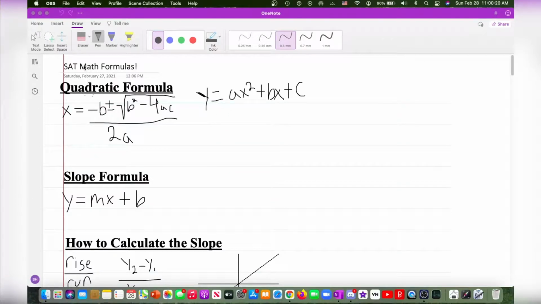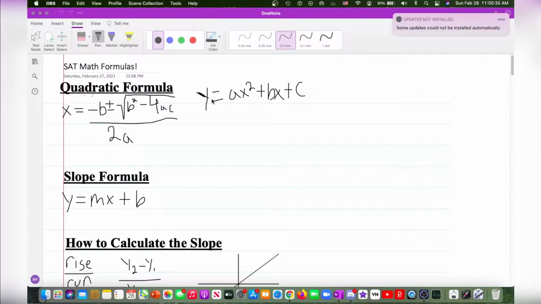Today we're going to be looking at all the SAT math formulas, so I'll try my best to cover everything that you should be tested on. First off, here's the quadratic formula. So it's x equals negative b plus or minus the square root of b squared minus 4ac all over 2a.